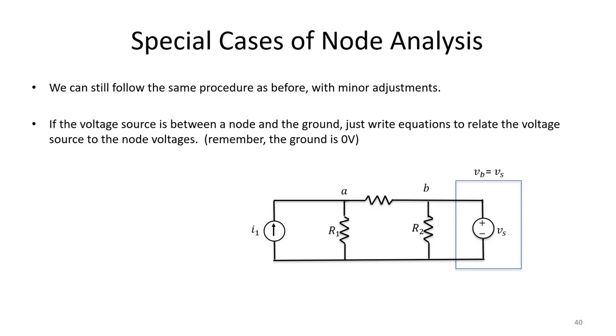First special case is if you have a voltage source between a node and the ground. So if this is our ground for 0 volts, notice in this case, if I'm sitting at 0 volts down below, and then I have a voltage Vs, this node B's voltage, VB, is going to be equal to our source's voltage. Just some free information. So we can proceed with node analysis as normal, knowing that the voltage at node B is equal to Vs.